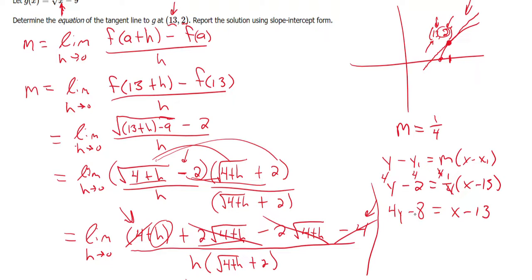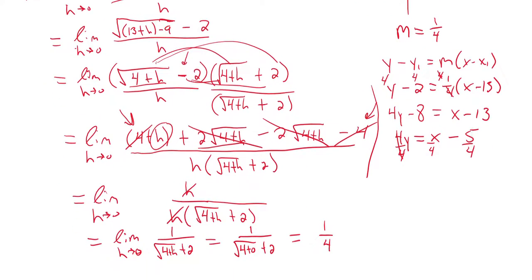I want y on its own, so I'll bring the 8 over. So 4y is equal to x minus 5. And then just now divide everything by 4. Divide by 4, divide by 4, divide by 4. So our final answer is y is equal to, and I could write it as x over 4, but I'm going to write it as 1 over 4 x, just so I can clearly see my slope, minus 5 over 4.